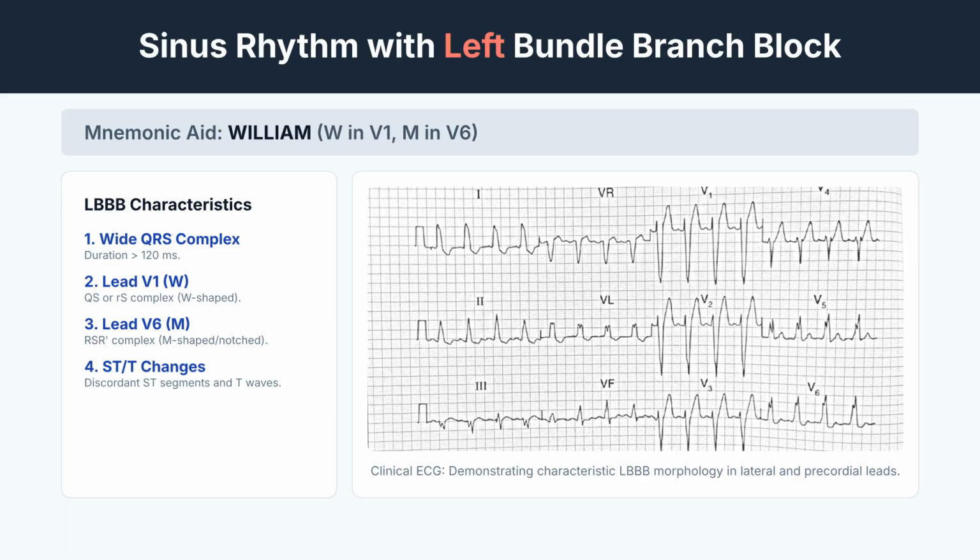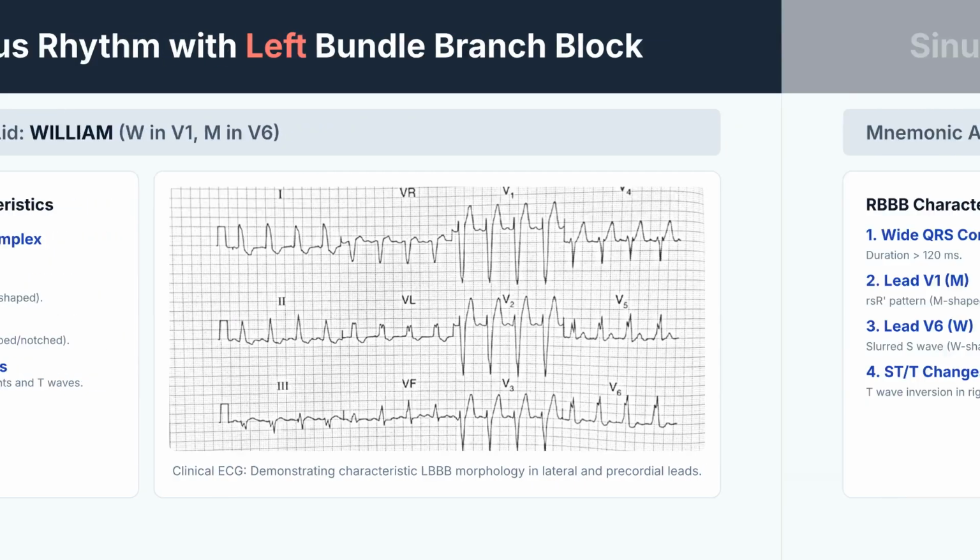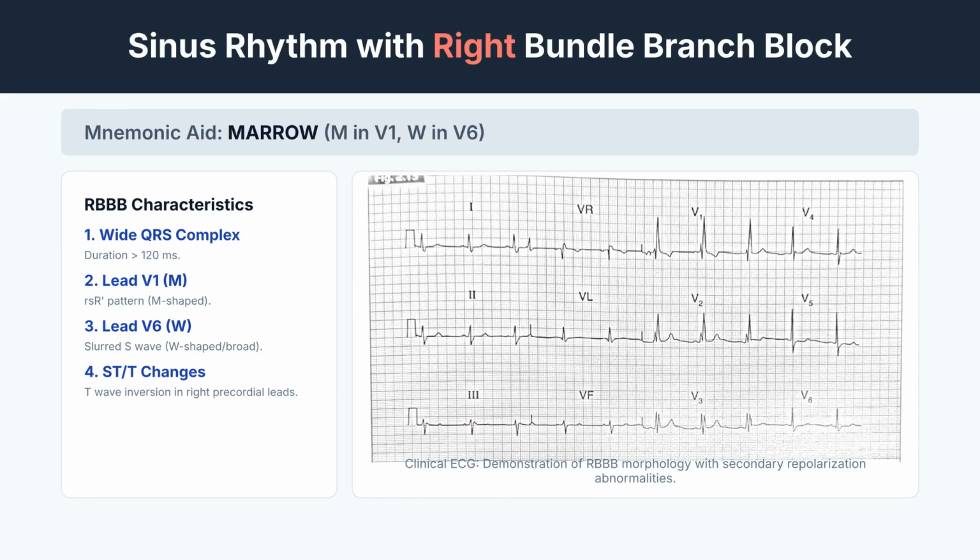LBBB also features a wide QRS complex, greater than 120 milliseconds, and discordant ST segments and T waves. Right bundle branch block, or RBBB, is identified by the Marrow mnemonic, M shape in V1 and W shape in V6. It features a wide QRS complex, greater than 120 milliseconds, and secondary repolarization abnormalities.